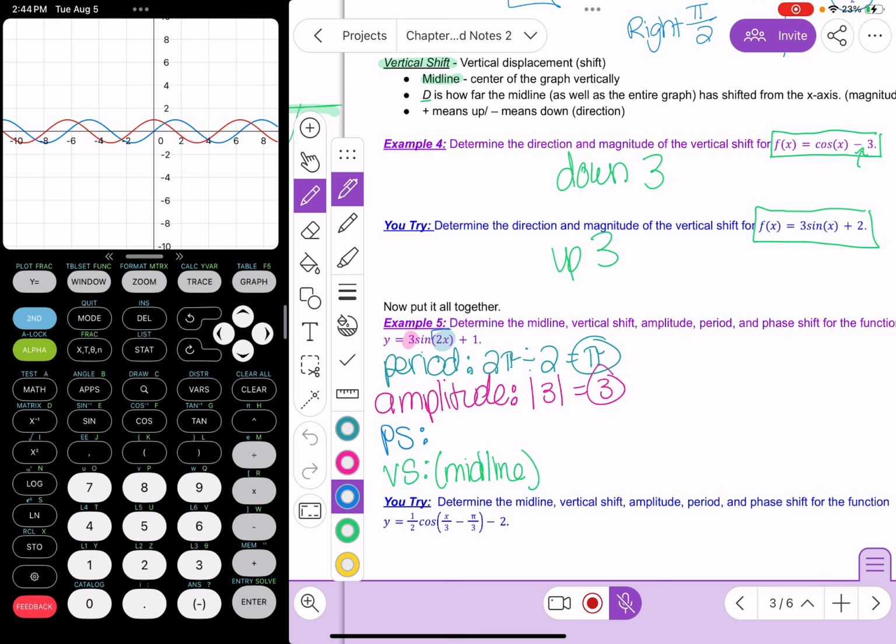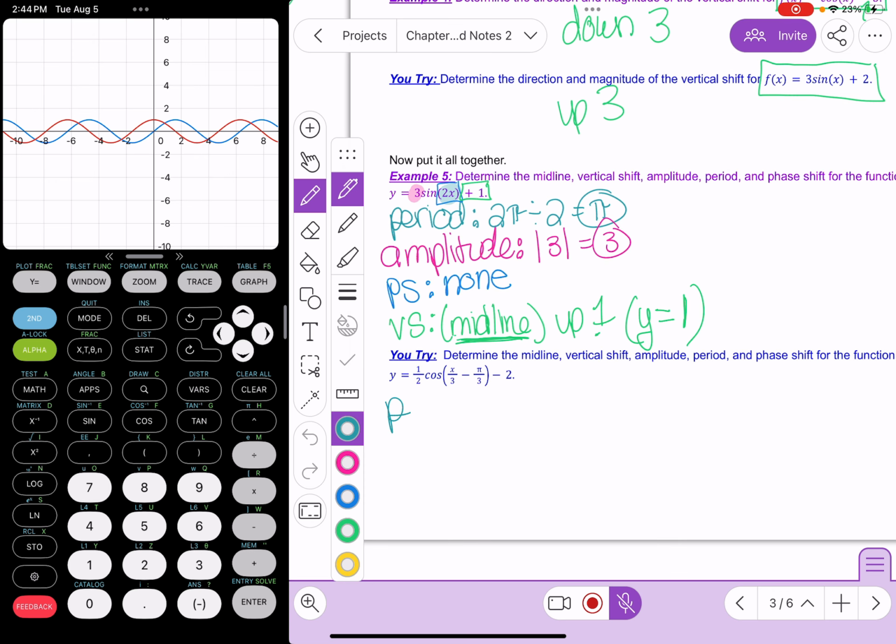Phase shift is anything added or subtracted in here. This one has nothing added or subtracted inside the parentheses. And vertical shift is whatever's added or subtracted at the end. So we would go up 1, and the equation of the midline is a horizontal line, so that would just be y equals 1. Another question it might ask is what is the equation of the midline? The shift would be up 1, so the equation of the midline would be y equals 1. Pause the video for a second and see if you can find those 4 things for this one.